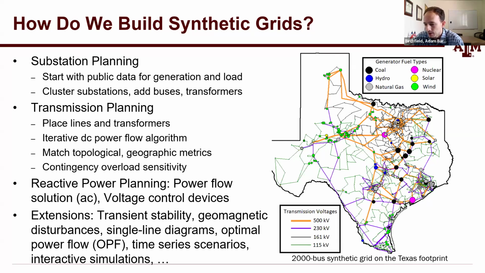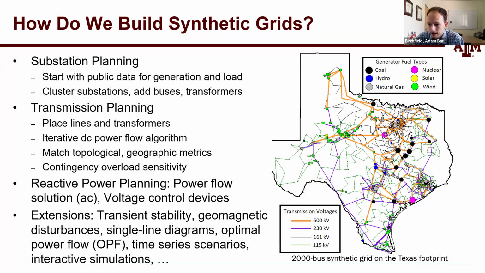And so as we're making an electric grid for the synthetic test case, we're roughly following the same procedure and general strategy that is used in actual electric grid transmission planning processes. So the first step in this is what we call substation planning. And for substation planning, as I mentioned, we're going to start with public data to get us the seed for the generation and load. And then we have some clustering techniques that are used to create synthetic substations, buses, and transformers.